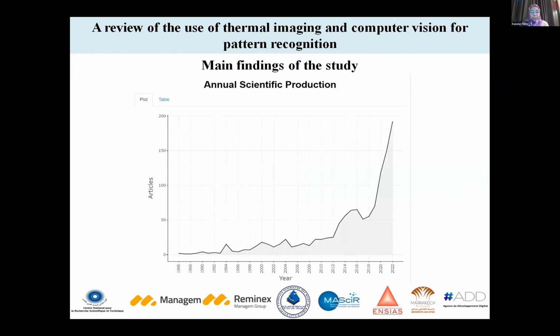What is interesting is that the number of articles concerning infrared thermal imaging and computer vision per year has shown a vital increase recently, as we can see on the slope of the curve. The number of publications increased from 51 in 2017 to 192 in 2022. So this shows the importance of this topic nowadays. The publication rate has increased sharply in the last few years.